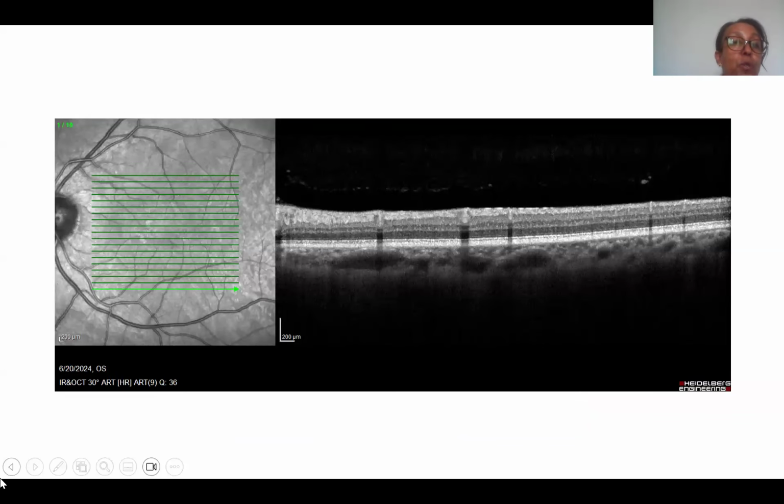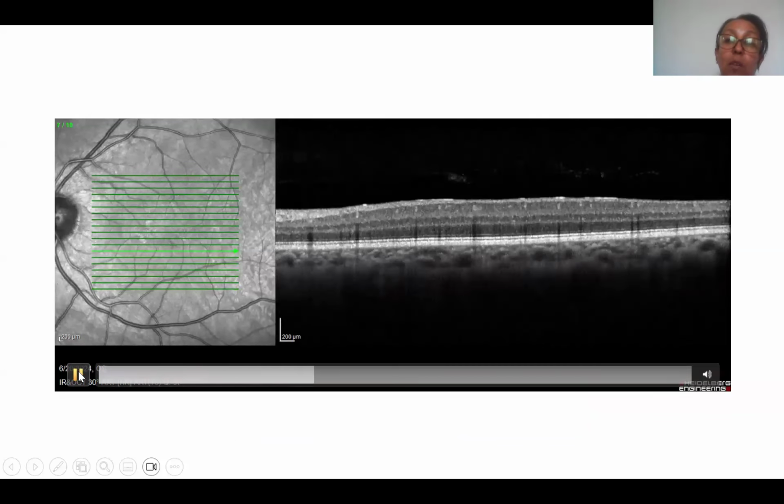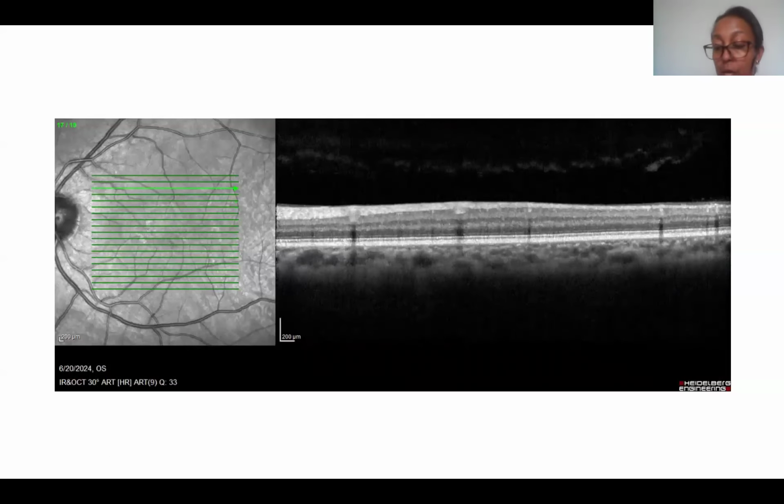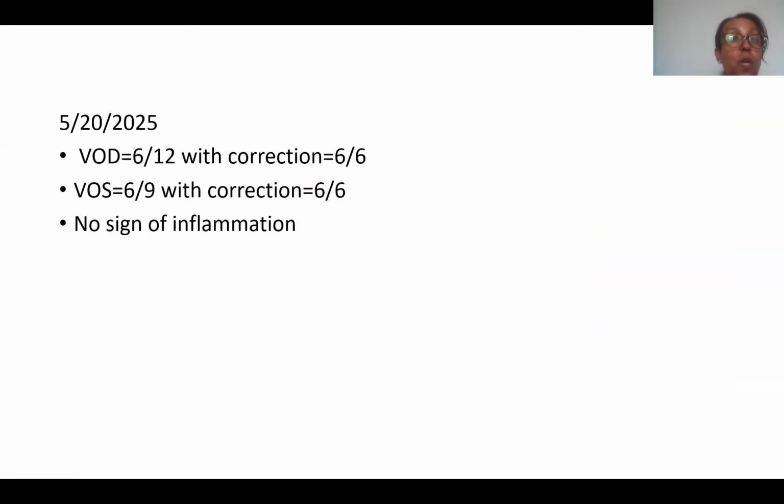Through his course of treatment, this was his OCT on the left eye with clear resolution of this choroidal elevation and this choroidal granuloma. His recent checkup, almost 1 year after starting the immunomodulatory treatment, was on May 20, and his vision with correction was 6.6 with no sign of inflammation. Thank you for your attention.